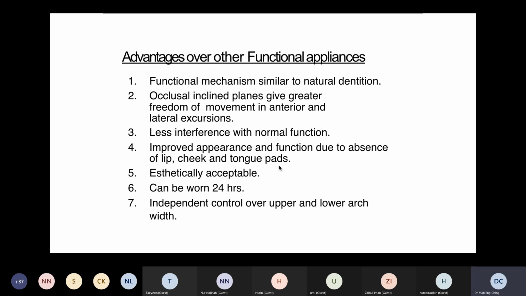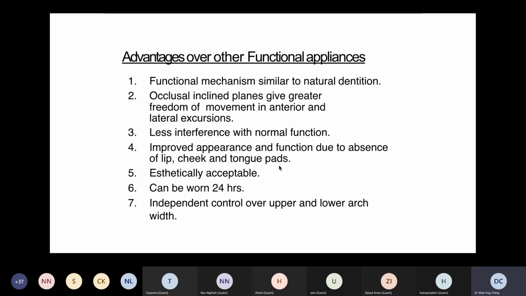Compared to the other functionals, sometimes they have a labial pad, then the wires, the buccal shield, or the Frankel, which has lingual and buccal shields. So this one interferes with the muscle. So these twin blocks are only the block, bringing the lower jaw forward.